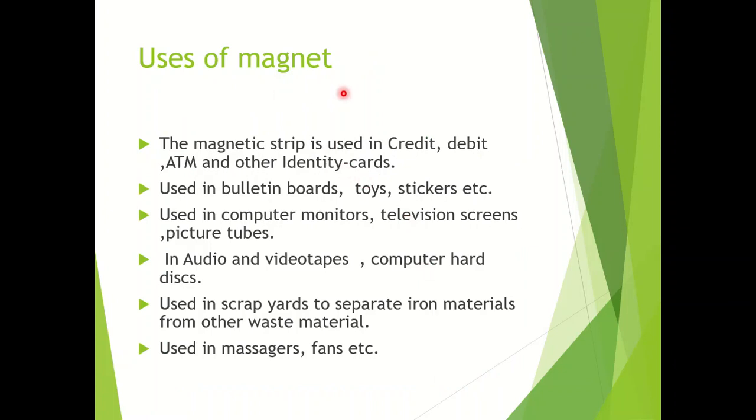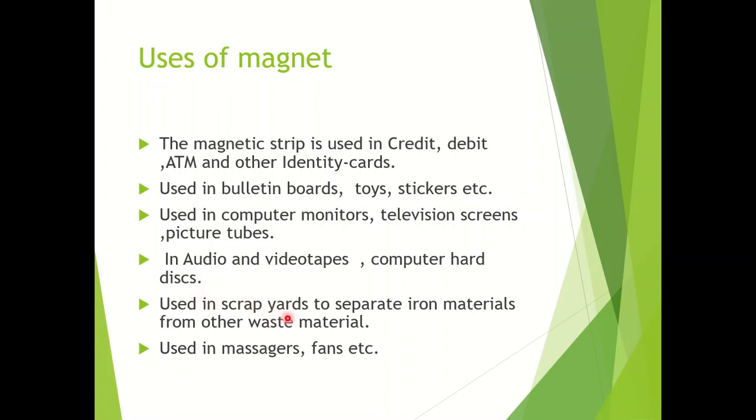Uses of magnets. What are the uses of magnets? The magnetic strip which stores information is used in credit, debit, ATM and other cards, and identity cards. It is used in bulletin boards, toys, stickers, etc. Magnets are used in computer monitors, television screens, and picture tubes. These are also used in audio and video tapes and computer hard disks to store information.